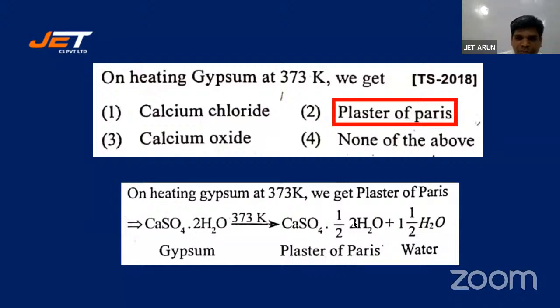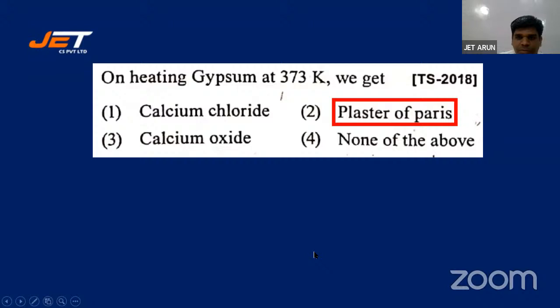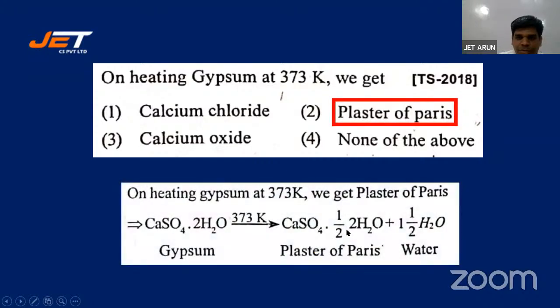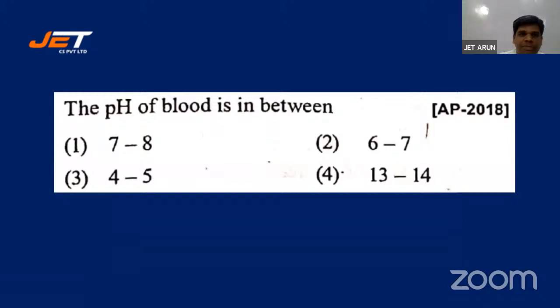There is a small mistake here, this 2 should not be there. Sorry for that, there was a small mistake in the book. So check this correction, the 2 should not be here. CaSO4 dot half H2O, hemihydrate. Gypsum is calcium sulfate dihydrate. When you heat it at 373 Kelvin, what you get is calcium sulfate hemihydrate, half H2O. All right, next one please.